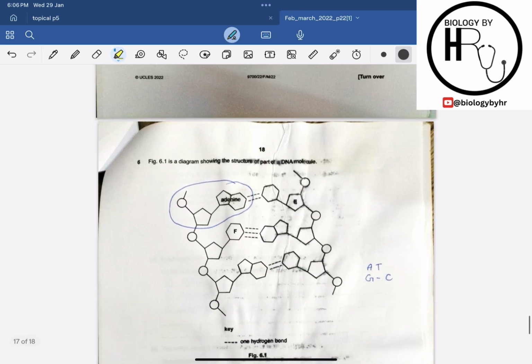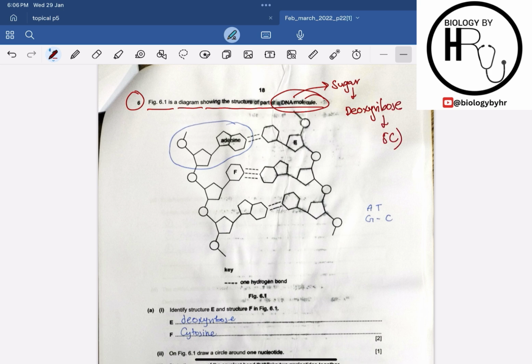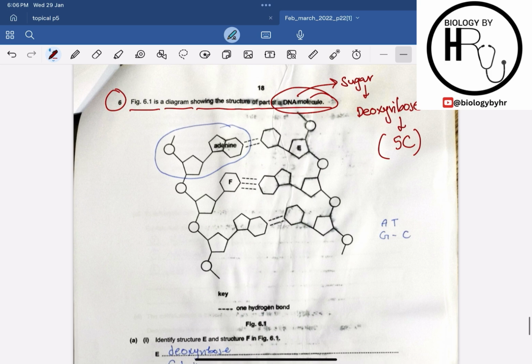Now let's move on to the last question of this paper, which is February March 2022. Question number 6 says that figure 6.1 is a diagram showing the structure of a part of a DNA molecule. As you know, in a DNA molecule the sugar being used is deoxyribose sugar, which is a 5-carbon sugar, right? So this is basically the structure of the DNA molecule over here. These are the hydrogen bonds, these are the nitrogenous bases, this is the phosphodiester bond, right?